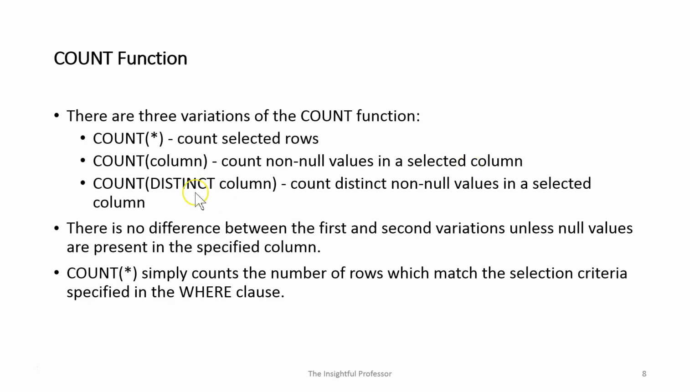And finally, if you use distinct, it again removes the duplicates for computation purposes here and counts the distinct non-null values in a selected column. So there's no difference between the first 2 forms if you're selecting from a column that does not have nulls. But if the column does allow nulls, then these 2 operations, count asterisk and count with the name of a column, can yield a different result. So we'll take a closer look at that within our examples.